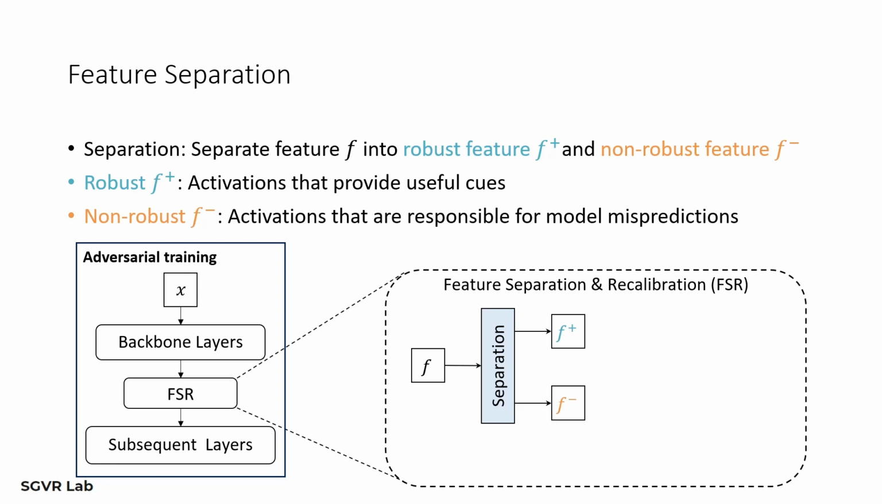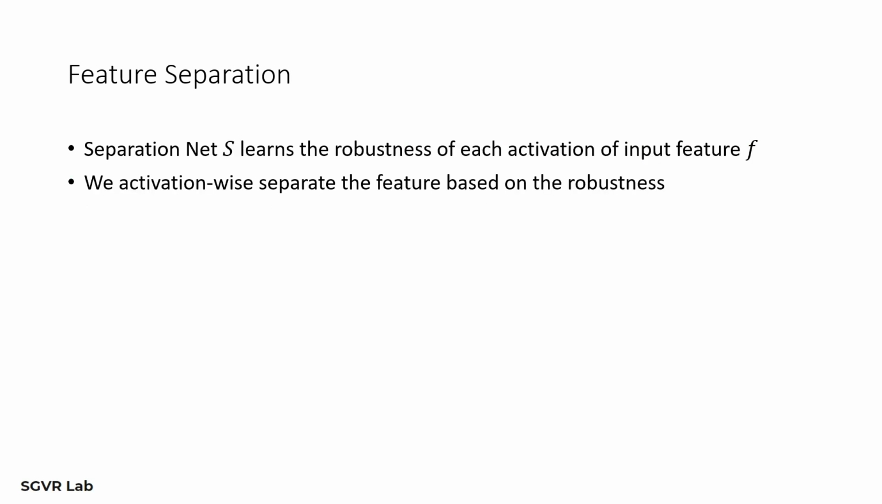The goal of the separation step is to separate the input feature F into the robust feature F+, which consists of activations that provide useful cues for correct predictions, and the non-robust feature F-, which consists of activations that are responsible for the model making wrong predictions. To separate the feature map based on the relevance to the model making correct predictions, we designed the separation net to learn the robustness of each activation.